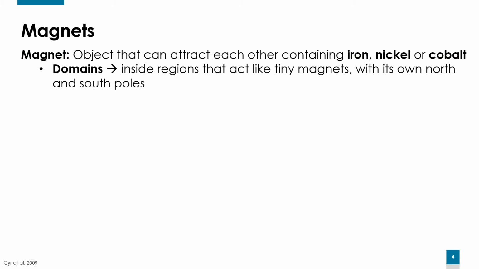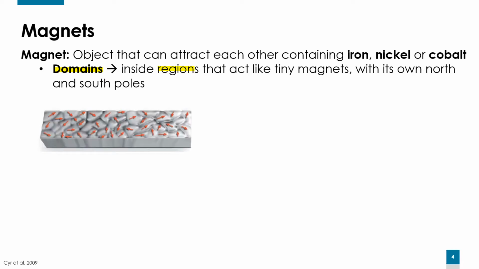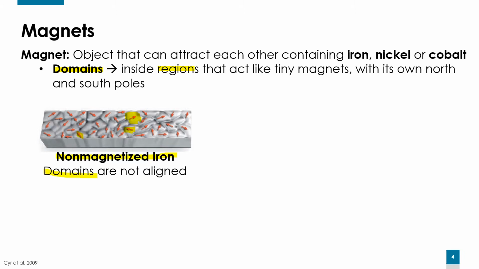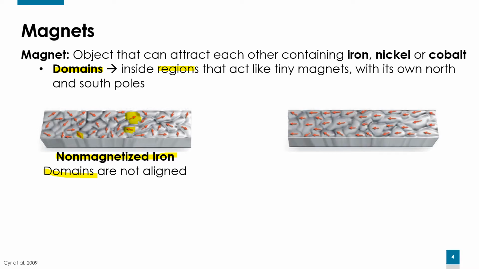To understand what a magnet is, we need to understand that inside each magnet we have some regions that we call domains. These domains act like tiny magnets with their own north and south pole. So observe this picture here. Each region here is a domain. And as you can see, the arrows represent the direction. Okay, so here we can see the directions are not aligned at all. So we say that this one is non-magnetized iron because the domains are not aligned. And observe this one. Here, the directions are all aligned. So we call it magnetized iron because the domains are aligned.